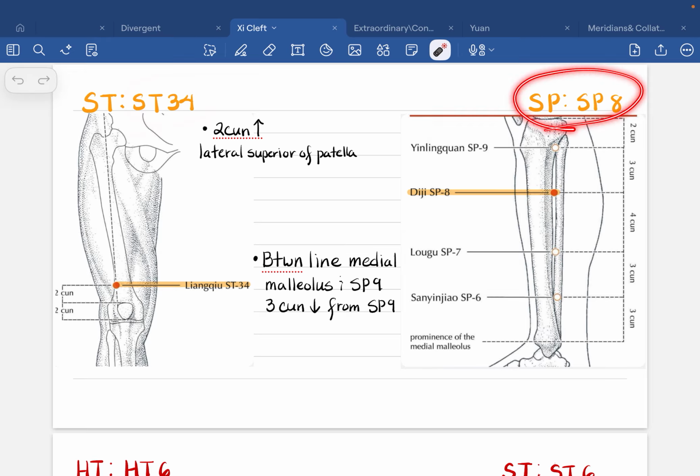Now for the spleen, the cleft point is spleen 8. This is in the line between the medial malleolus, which is the inner part of the ankle, because there's one on the outside as well, and spleen 9. Spleen 9 is right here. So in between this trajectory right here, it's 3 cun down from spleen 9. Spleen 9 is here, and 3 cun down is spleen 8.